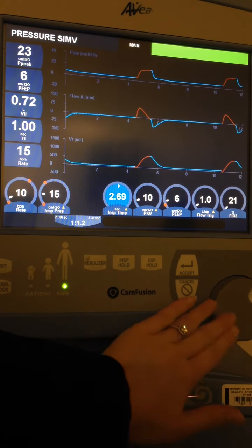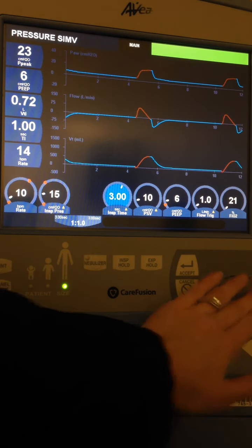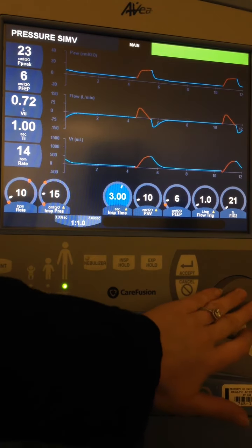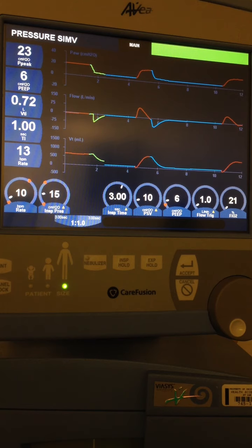So we have a longer amount of time in which to meet the pressure that we have set, which is an inspiratory pressure of 15. So will our tidal volume go down or will it go up? Well, because we have a longer time, our flow will decrease, and thus decreasing our tidal volume.